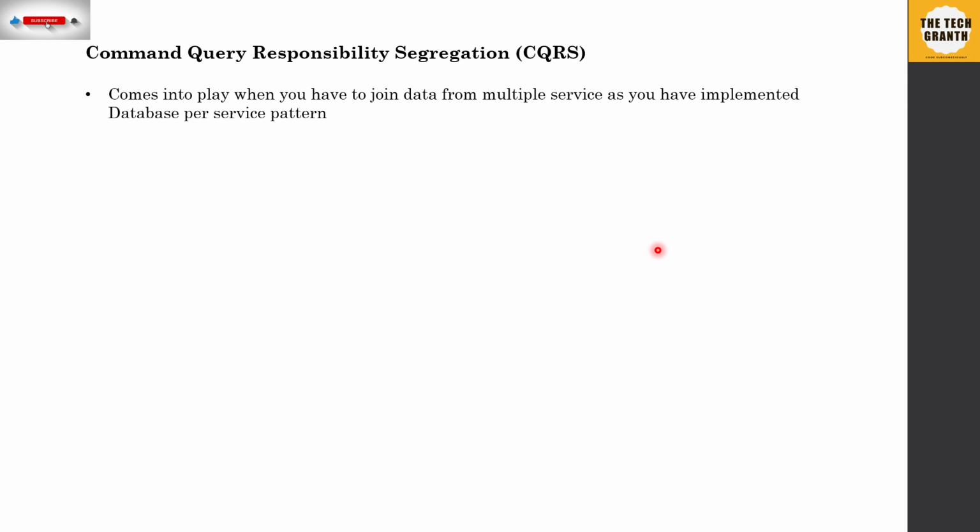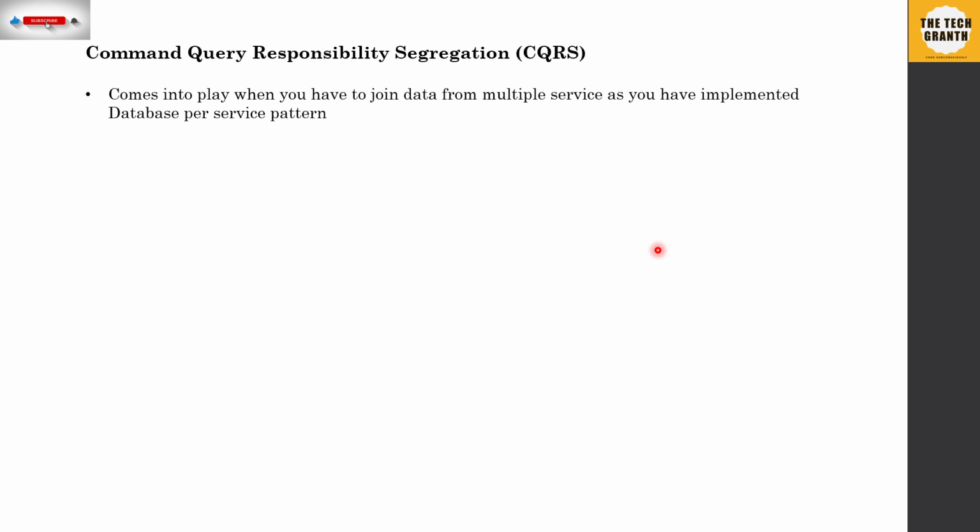The third one is command query responsibility segregation. As the name suggests, there is a segregation between the command and the query responsibility. There will be a database responsible for commands, and a database responsible for your queries. What does command mean? Command means anything that modifies your data, like an insert, delete, or update. It comes into play when you have to join data from multiple services, as you have implemented the database per service pattern. You have multiple services, each with its own database, and now you want to aggregate them. When you aggregate, you need to get data from both places and also show that data.